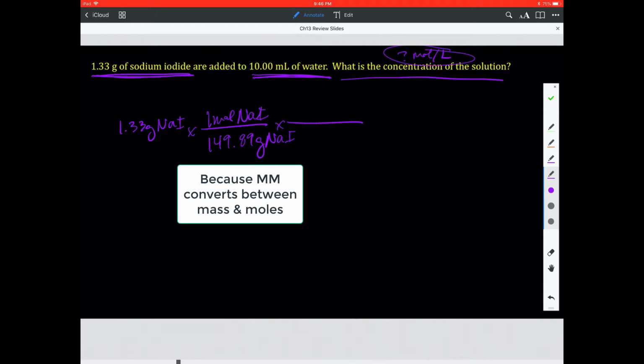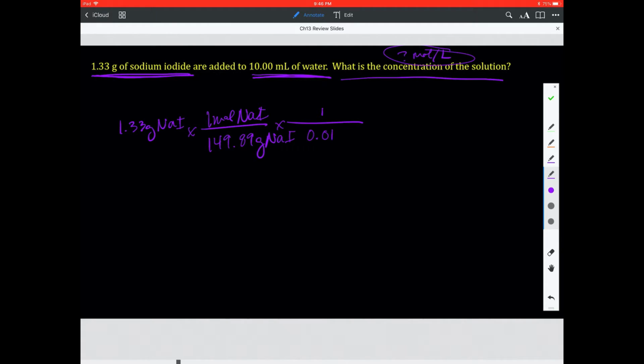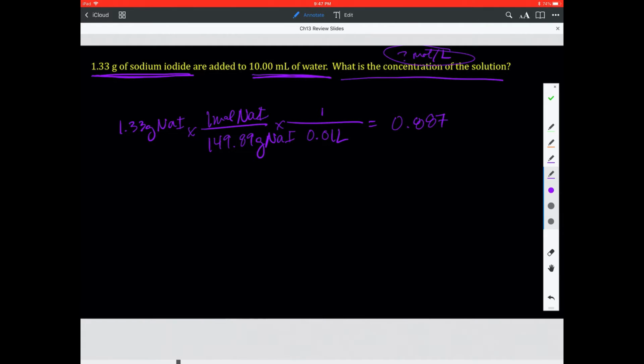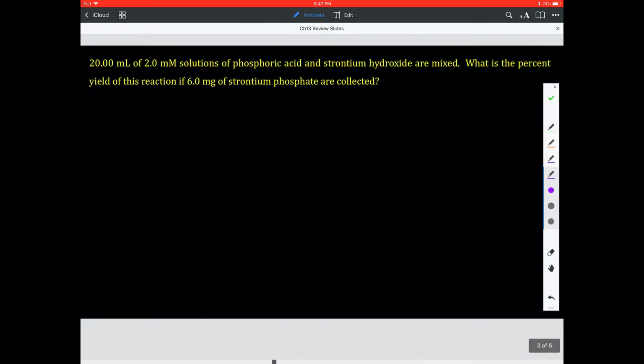And then we are going to divide by my volume of my solution, and that is going to give us the correct answer. Rounded to 3 sig figs is going to give us this. And that would be our final answer. Yes? All right. Next up.